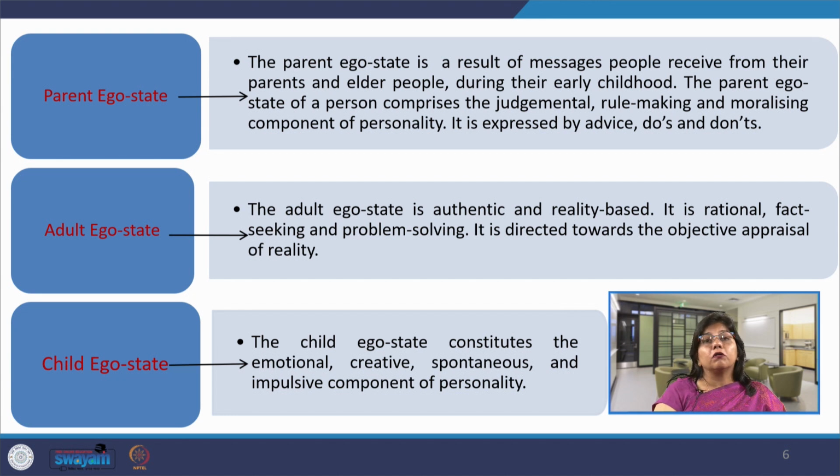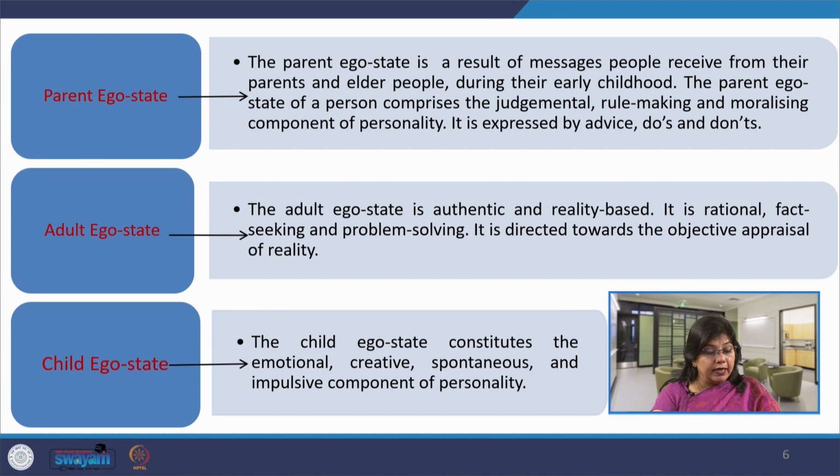Adult ego state is authentic and reality based. It is rational, objective, fact seeking and problem solving, and it is directed towards the objective appraisal of reality. So, here adult ego state will collect all the information in a very physical and objective manner, compare all the pros and cons, and then only the action will be taken or then only the communication will be initiated, which can actually maintain balance, make the transaction or communication more influential and effective.